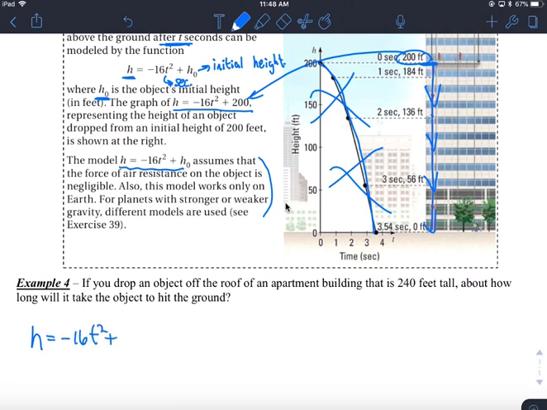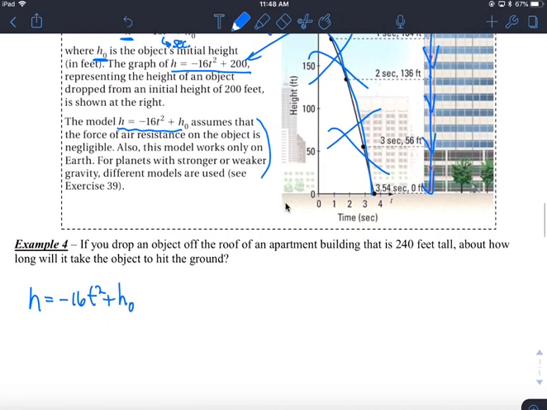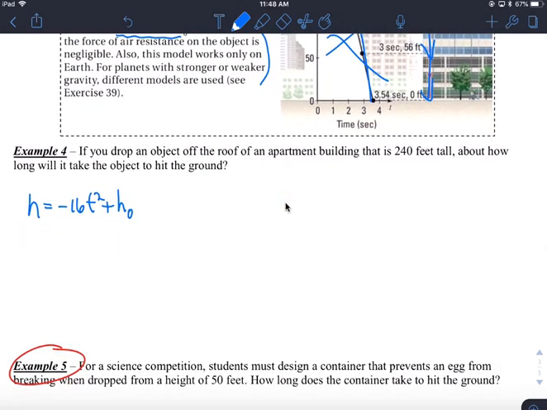Negative 16t squared plus h sub 0. Then we're going to read the prompt and just see what each variable is in the prompt. So which number represents which variable. So let's read it together. It says, if you drop an object off the roof of an apartment building that is 240 feet tall, about how long will it take to hit the ground?